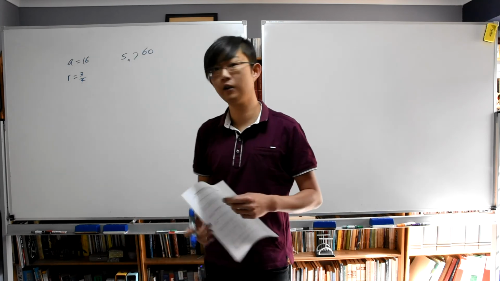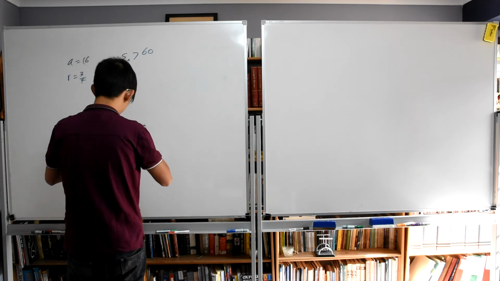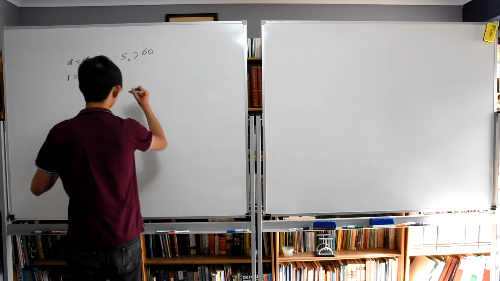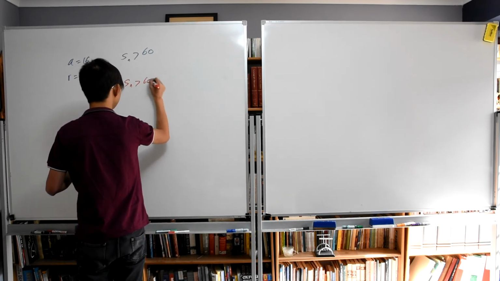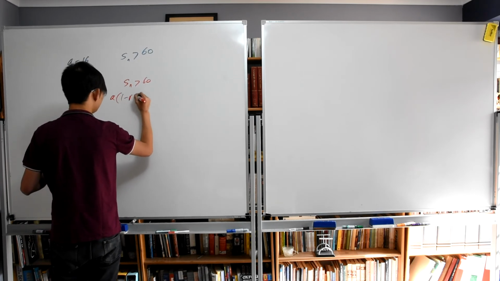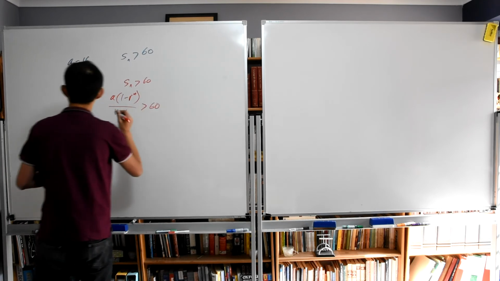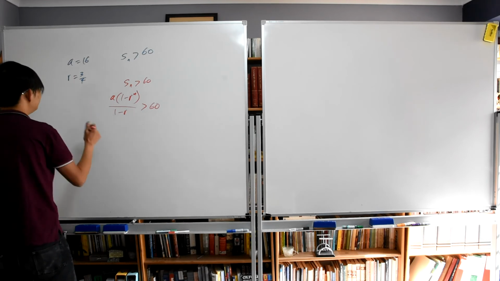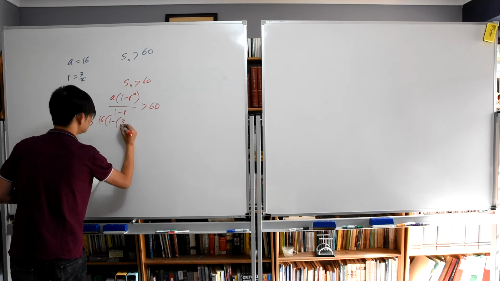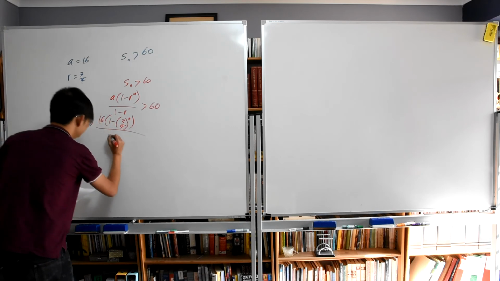What do we do? Well, we need the sum of the first n terms to be greater than 60. Let's change color. So the sum of the first n terms has got to be greater than 60. That being the case, what is the sum of the first n terms? A(1 minus r^n) over 1 minus r, greater than 60. But what is the a value and what's the r value? A is going to be 16, and 1 minus 3/4 is going to be 1/4.